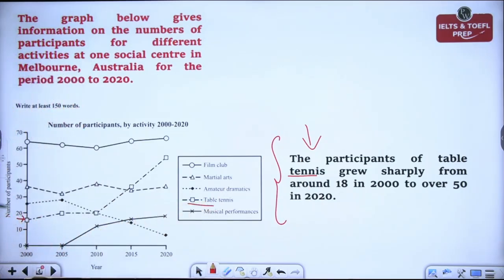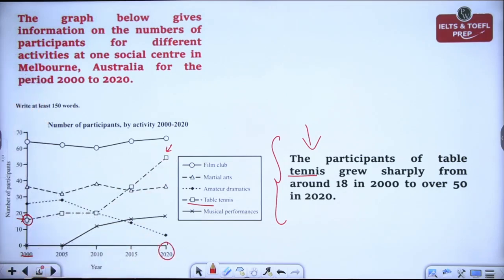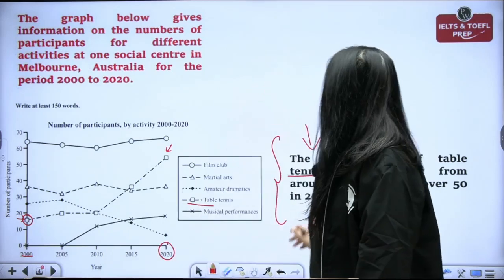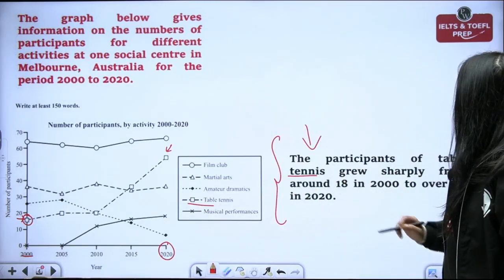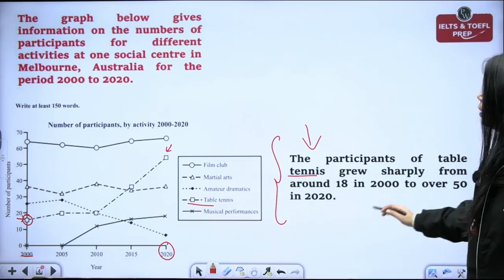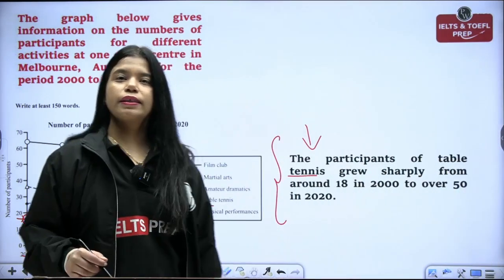The participants of table tennis grew sharply from around 18 in 2000 to over 50 in 2020. अब data तो correct है. Then what is the problem? What exactly is wrong here? The sentence says the participants of table tennis grew sharply from around 18 in 2000 to over 50 in 2020. So we are telling the correct data about table tennis. Then what exactly is wrong?